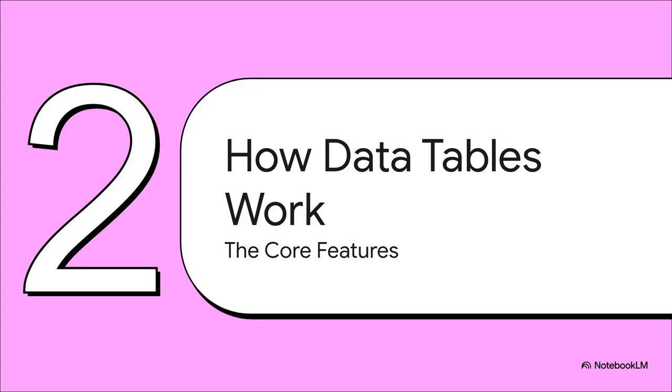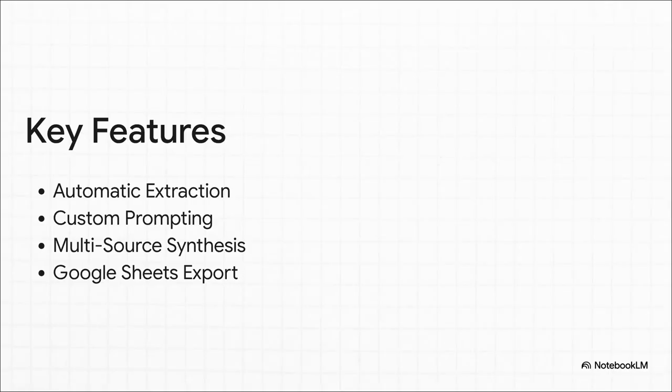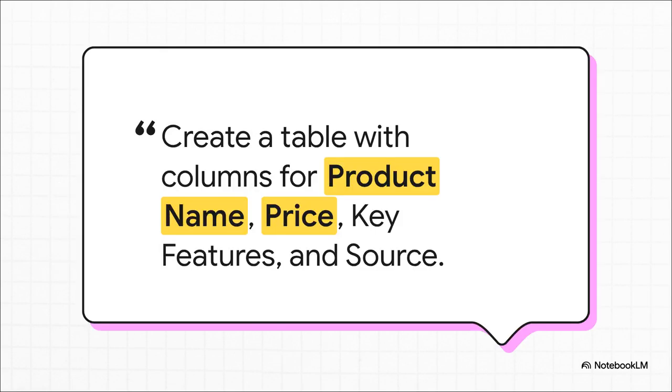Okay, so how does this thing actually pull it off? Let's break down the core features that make this intelligent data magic happen. It really comes down to 4 key powers. First, you've got automatic extraction. It just finds things like names, dates, and numbers on its own. Second, custom prompting. This is where you get to tell it exactly what columns you want. Third is multi-source synthesis, which means it can pull info from dozens of different documents at the same time. And finally, a one-click export straight to Google Sheets.